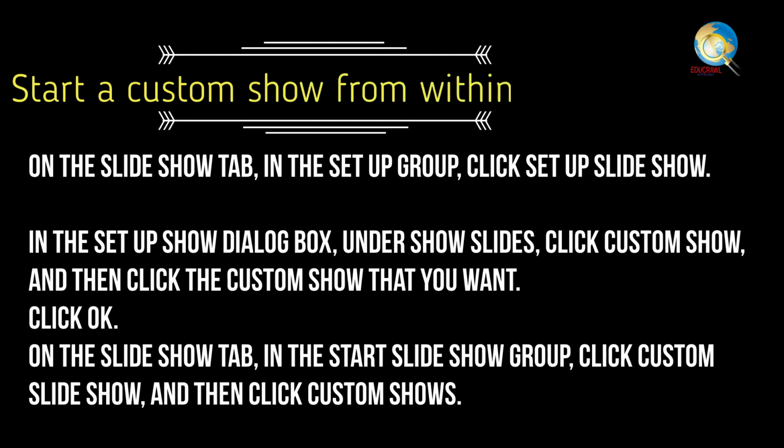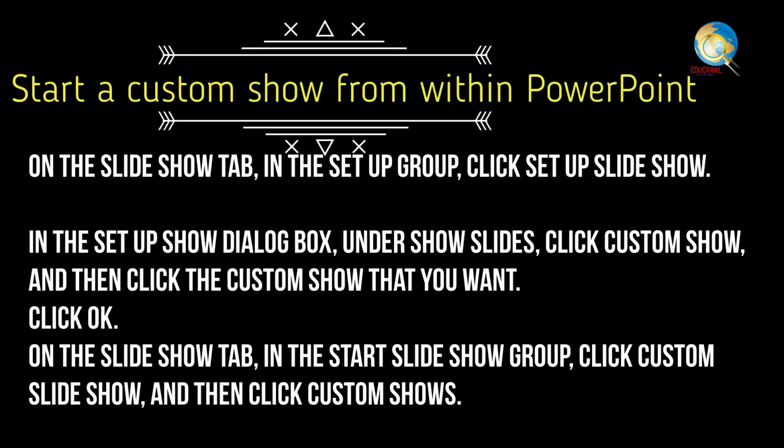Start a custom show from within PowerPoint. The first step is on the slideshow tab in the setup group, click setup slideshow. In the setup show dialog box under show slides, custom show, and then click the custom show that you want. Then click OK. On the slideshow tab in the start slideshow group, click custom slideshow and then click custom shows.